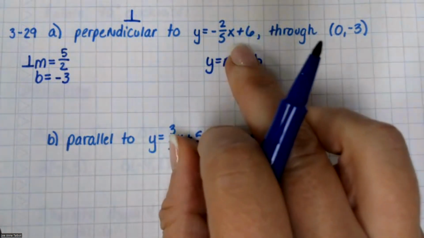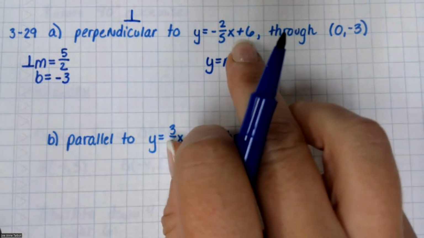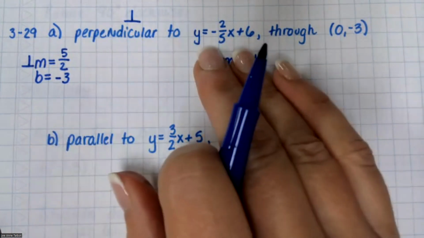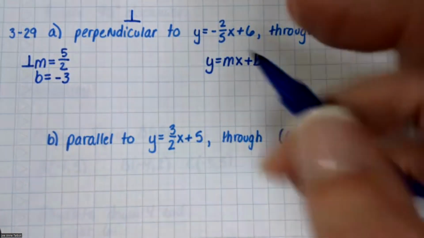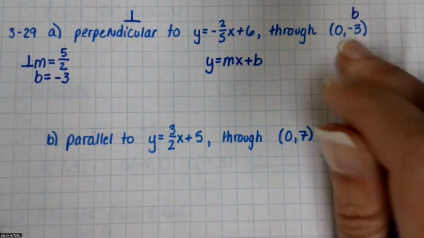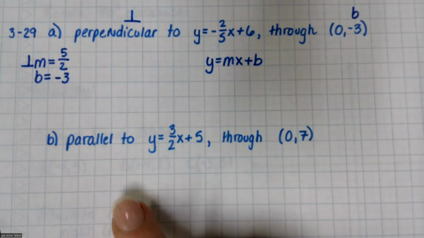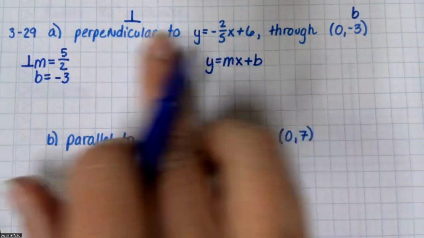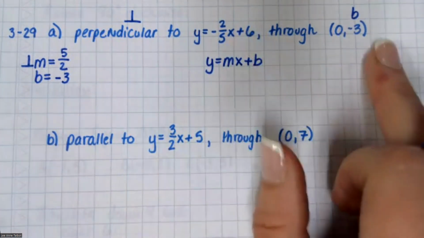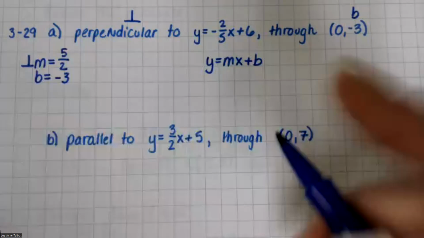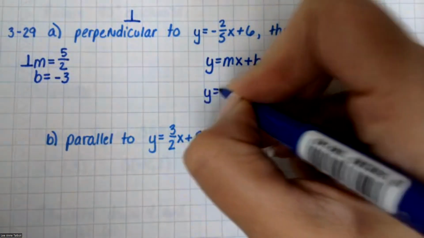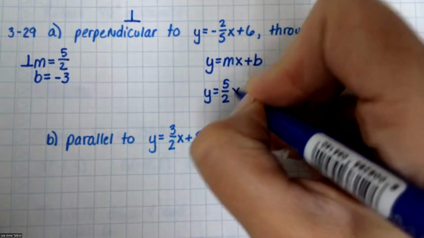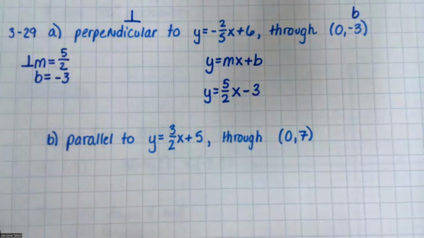Okay, now somebody said 6, and you're not wrong, but it's telling you perpendicular to this line through this point. So you want to get your b from here, and it's not this line, it's perpendicular to this line through this point. So all we have to do is write y equals 5/2x minus 3.